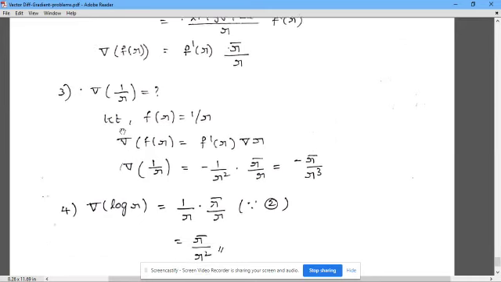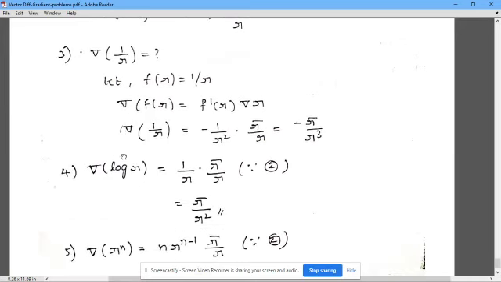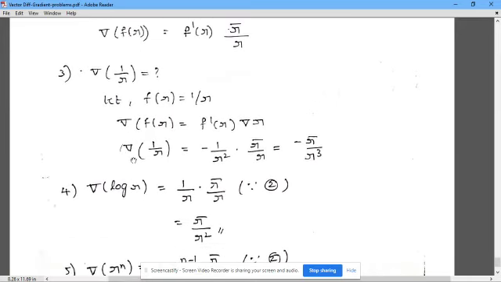Now coming to the next one, del of log r. So del of f of r is compared with del of log r. So f of r is replaced with log r. F dash of r means its derivative. Log r derivative is 1 by r. Log x derivative with respect to x is 1 by x. So like that, log r derivative is 1 by r. Now r bar by r. Just multiplying these two, r bar by r into r, into r is r square.